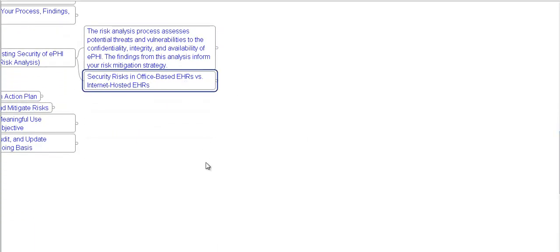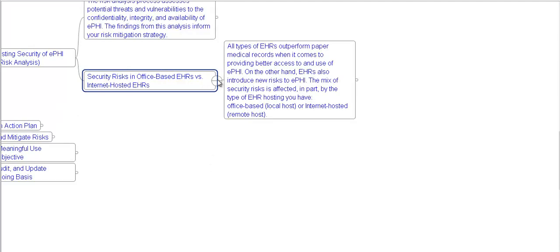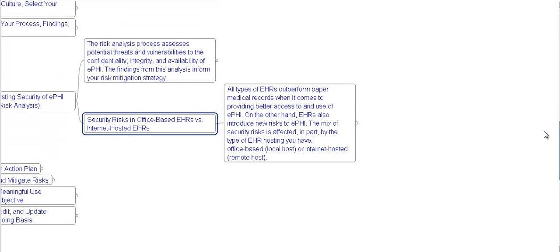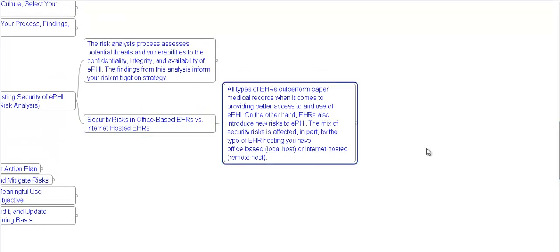Security risk in office-based EHR versus internet-hosted EHR. All types of EHR outperform paper medical records when it comes to providing better access to and use of ePHI. On the other hand, EHRs also introduce new risks to ePHI.